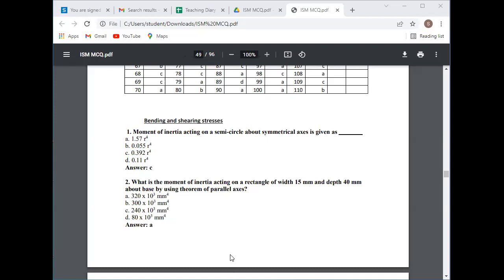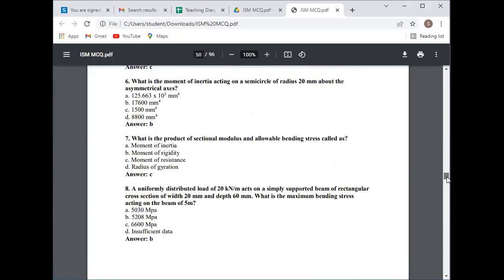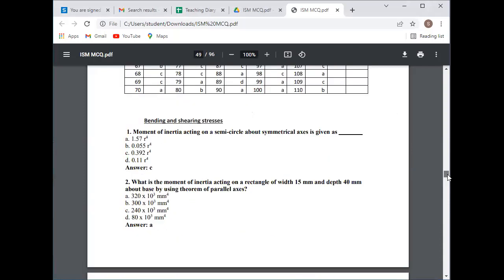Okay, my screen is visible. Yes, ma'am. Okay. So here we will discuss MCQs on bending and shear stresses. So the first question is moment of inertia acting on a semicircle. Okay, this is not for your syllabus, because only circular and rectangular sections are for you. Then the second is what is the moment of inertia acting on a rectangle. So this question is related to your syllabus.